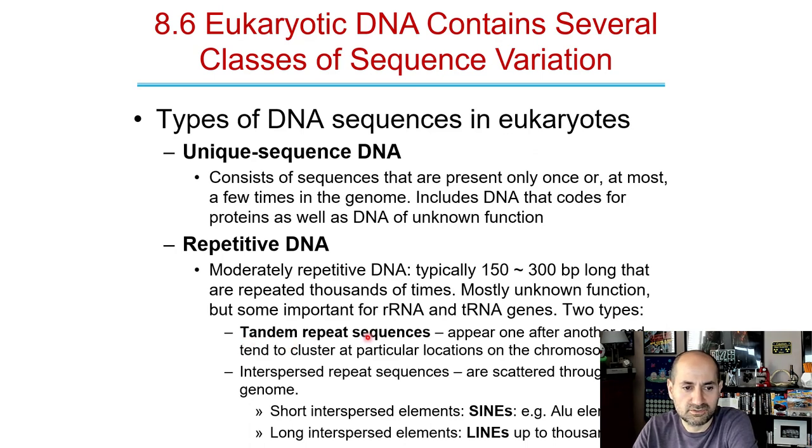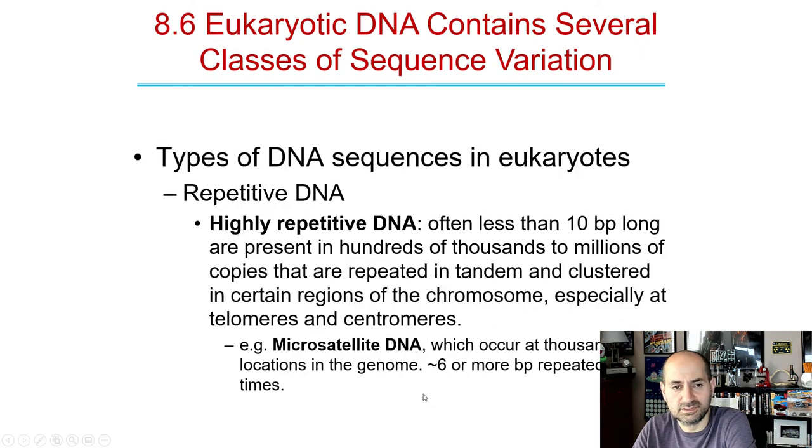There are two types that you need to know about. Tandem repeat sequences and interspersed repeat sequences. Tandem repeats are one after another. Interspersed repeats are scattered throughout the genome. These include LINEs and SINEs, the long ones and the short ones.